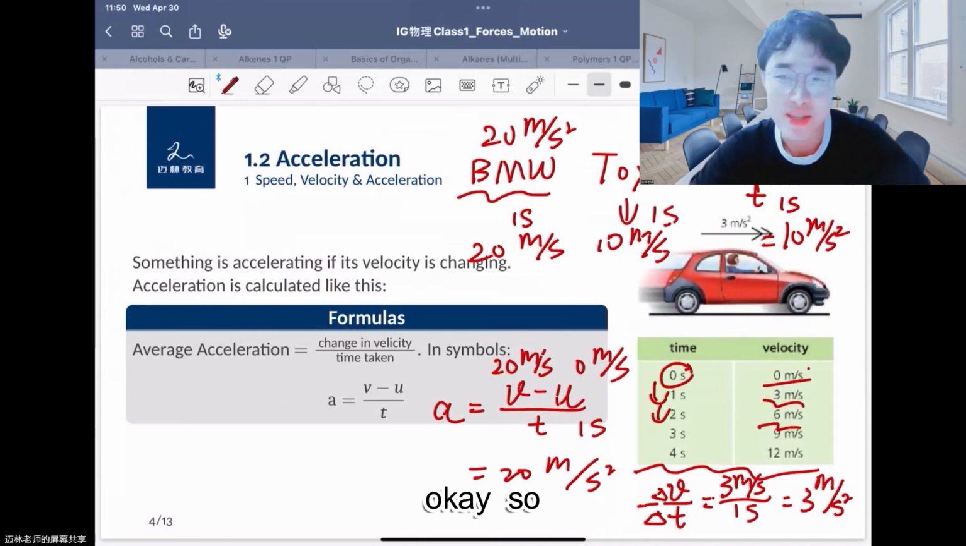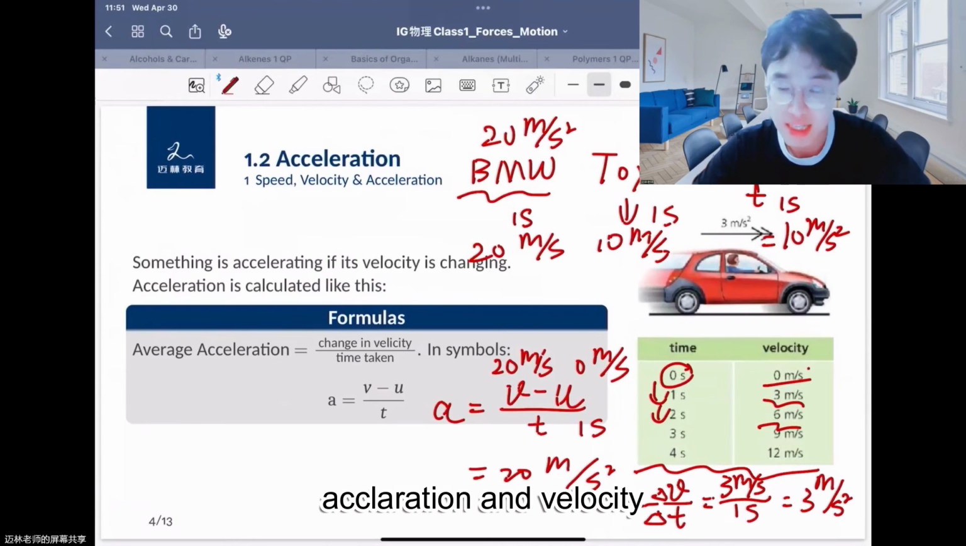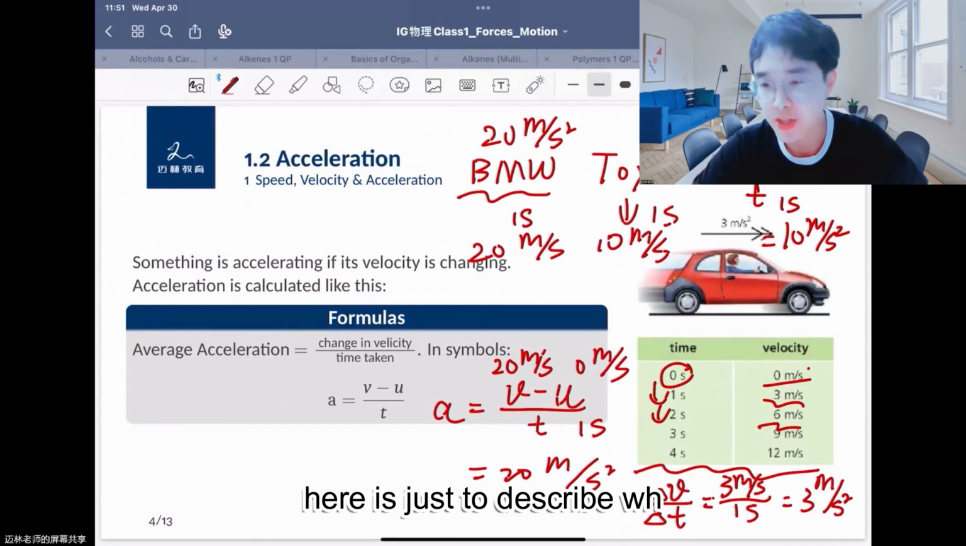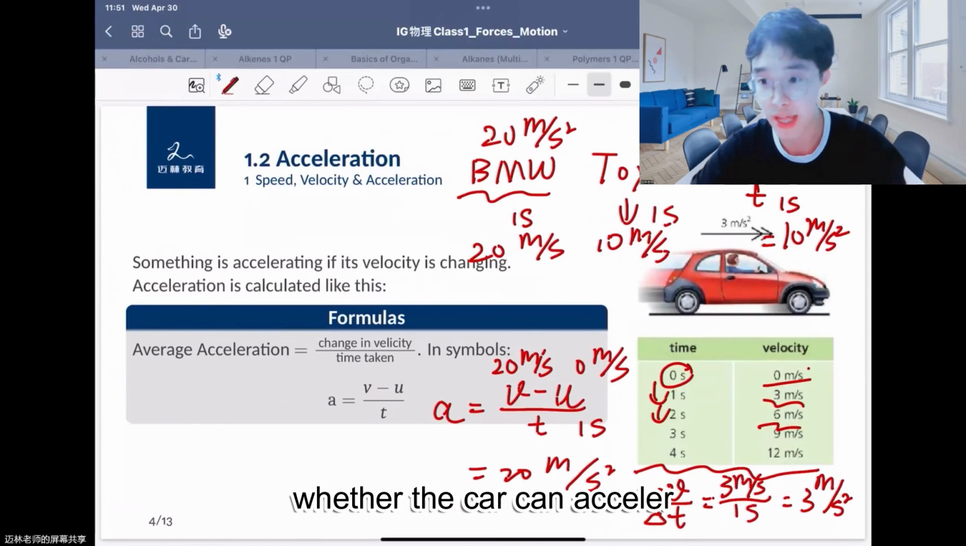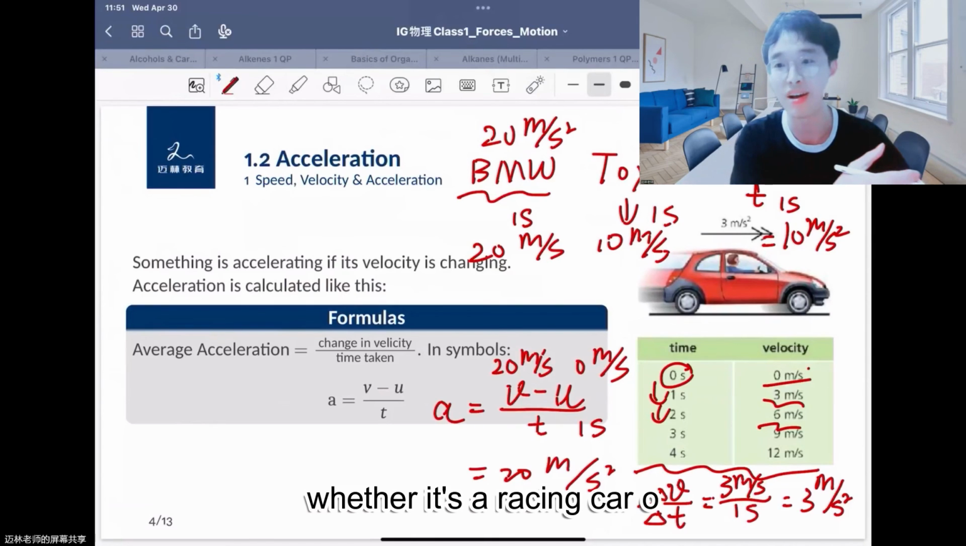Okay, so now let's just have a comparison of acceleration and velocity. For velocity, you can find easily that it just describes whether the car is very fast or slow. But acceleration is to examine whether the car can increase its velocity very fast or very slowly, whether it's a racing car or a normal car.